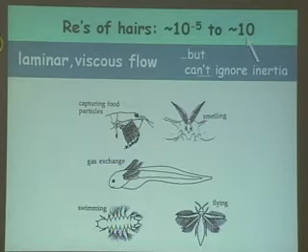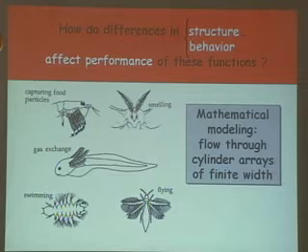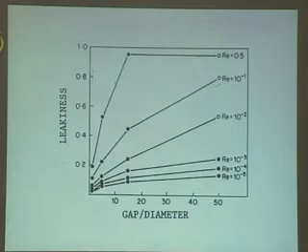And it's a little messier than just dealing with viscous flow, because in the Reynolds number range from about 1 to 10, we can't ignore inertial effects. So those come into play too. So it's a little more complicated than just a pure viscous flow situation, which of course makes it more interesting as well. So how do differences in structure and behavior of these appendages affect these functions? And the first step in addressing this was looking at flow around arrays of cylinders. And so I have to show you the model that Angela did as a postdoc.